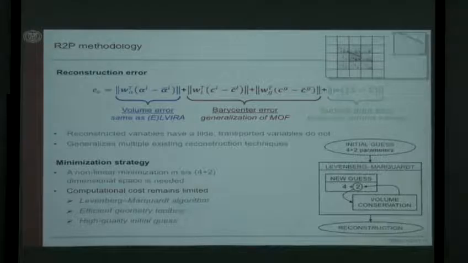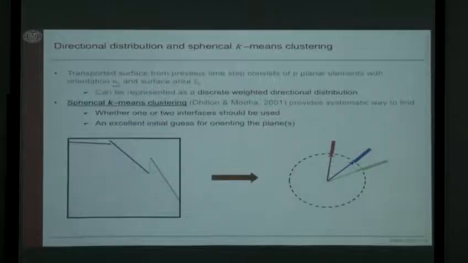That's, to us, the only way we can really keep a reasonable cost on this optimization process. So let's talk a bit about the initial guess. To think about how to optimally distribute 2 interfaces in a cell, here's what we've been thinking about. First of all, you can think about what you know from the transport step.